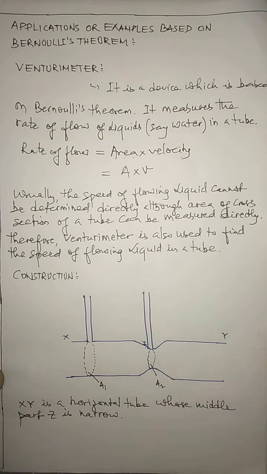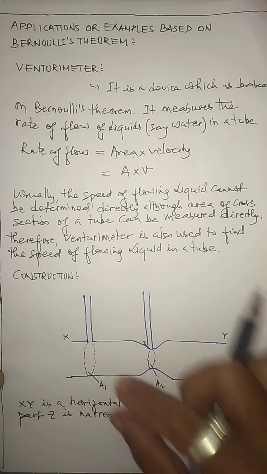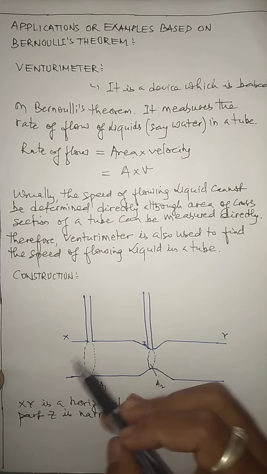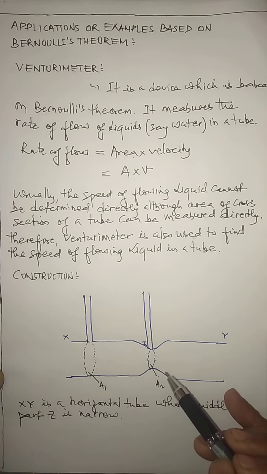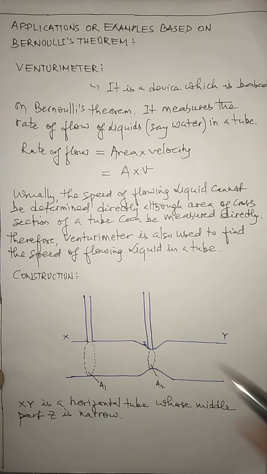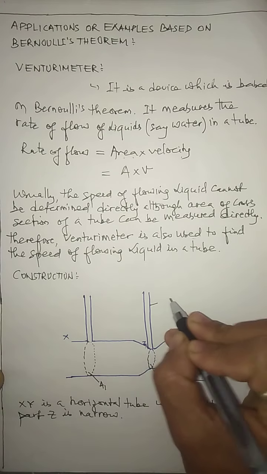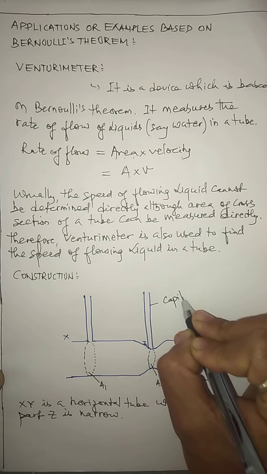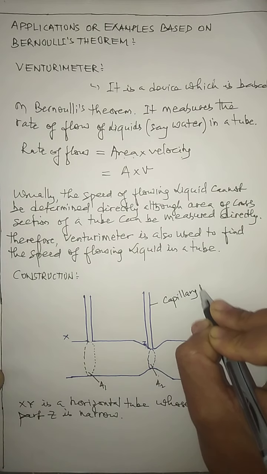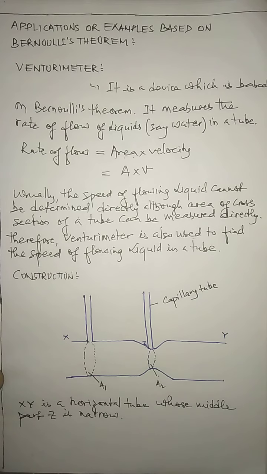But this cross section area, children, and this cross section area are not the same, because this is the narrow part and this is the broader part. So over these different cross section areas, two vertical tubes have been connected. These are called capillary tubes. As I said, a capillary tube is a very fine, narrow tube where the liquid can pass through.